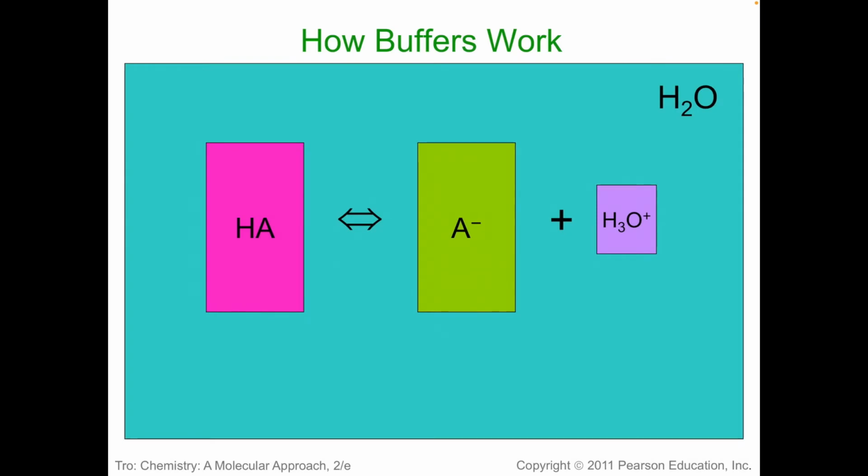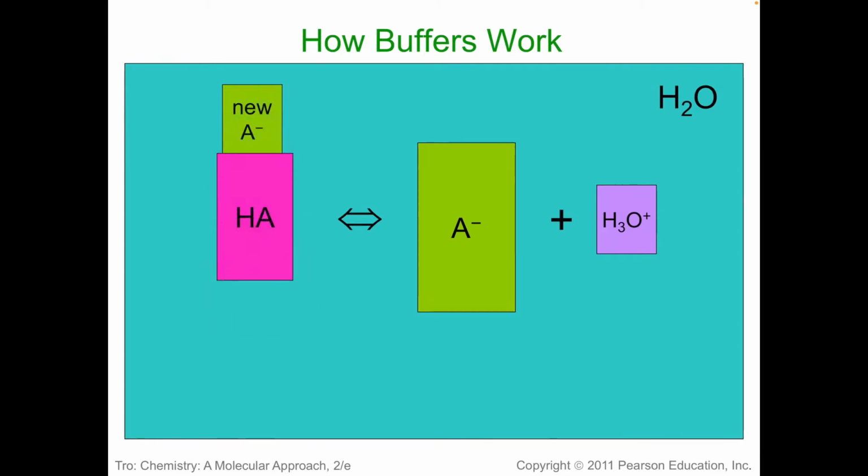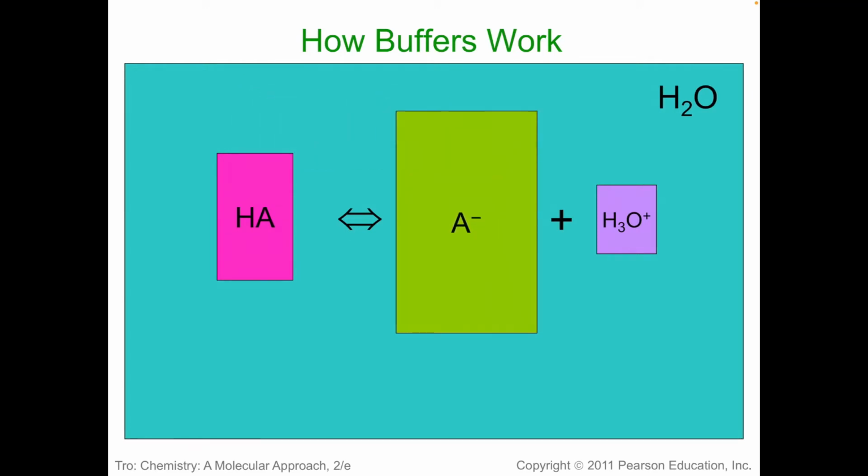So here's a picture, a diagram, if you will, to see how buffers work. If we add some hydroxide, that will react with our weak acid, and when it does that, it's going to produce some conjugate base. And so now we are going to have more conjugate base than we started with, but we still have weak acid and conjugate base in solution, so our pH is not going to change all that much. Because we still have acid and base, it can't be all that acidic, it can't be all that basic, because we have both.